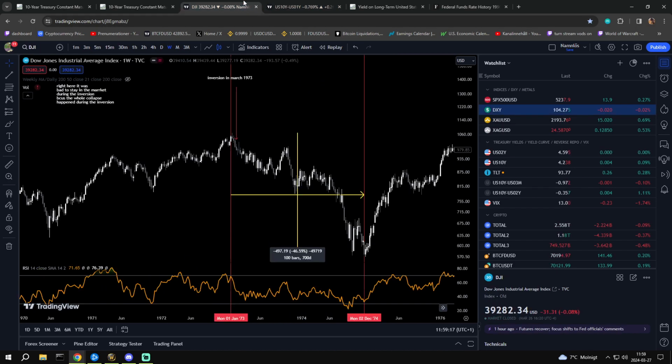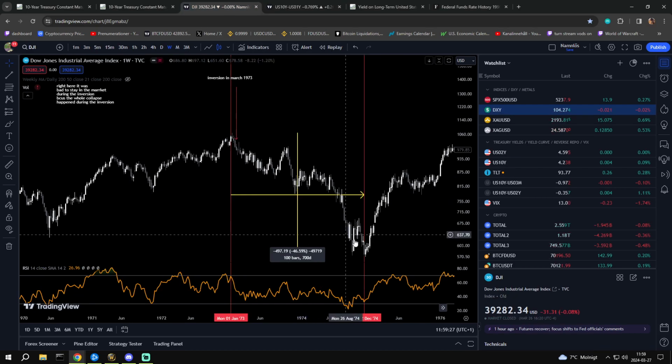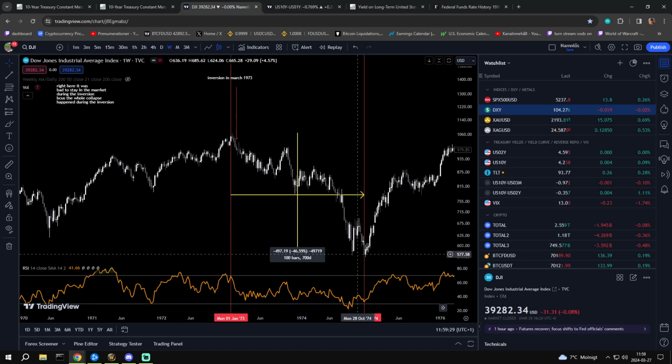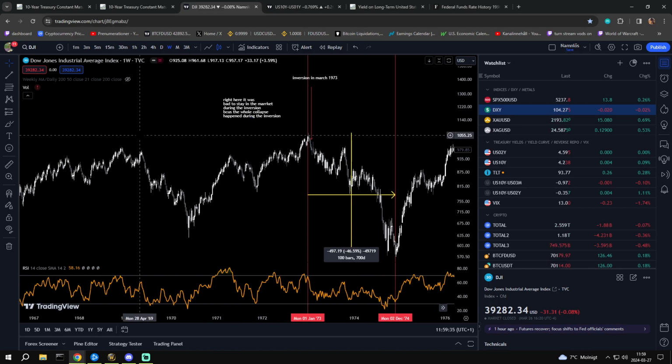And the markets were going down this whole time during the inversion. When it re-steepened out of inversion, the sustained re-steepening was in November of 74. Where's the market then? It's already bottoming. So half the time it crashes during the inversion, half the time it rallies during the inversion. So it's no better than 50-50 chance.